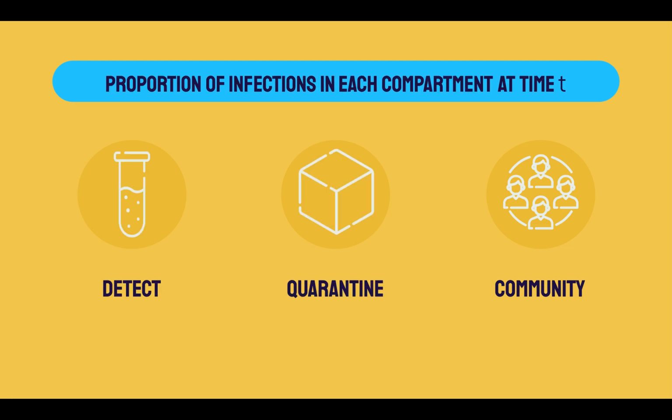And so you can imagine calculating or being aware of a proportion of infections in each of these compartments at a given time. So for example, we could say that 20% of the infected people are being detected via our testing, and 10% are currently in quarantine, and 70% are undetected out in the community.